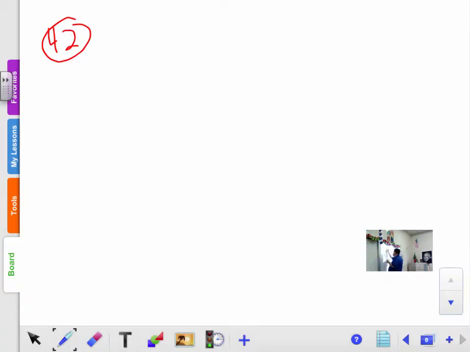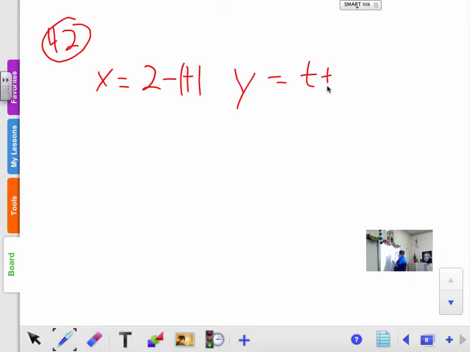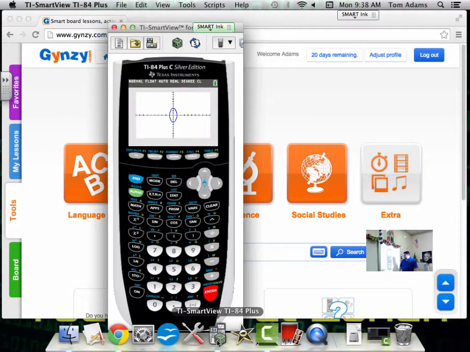We have two Cartesian equations, x equals 2 minus the absolute value of t and y equals t plus 1. And it says graph it. I'm not quite sure why this is on the list, but we could literally graph it.